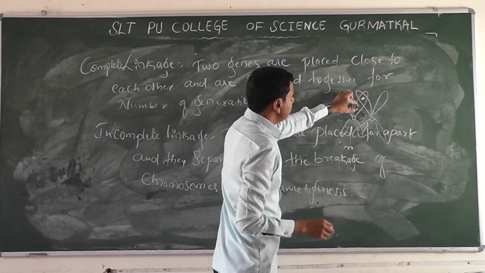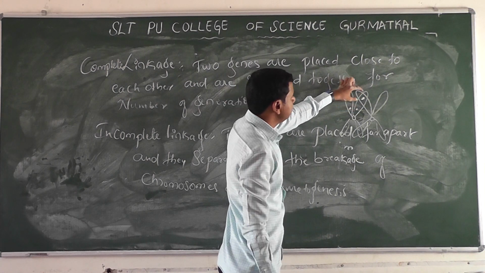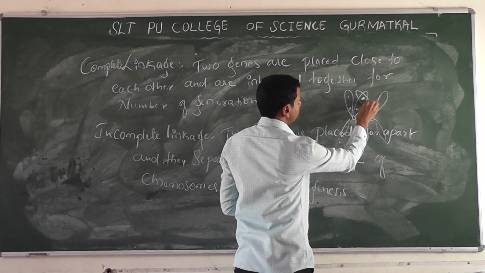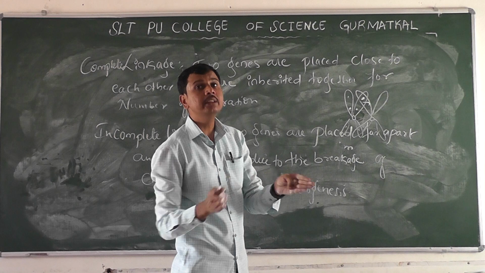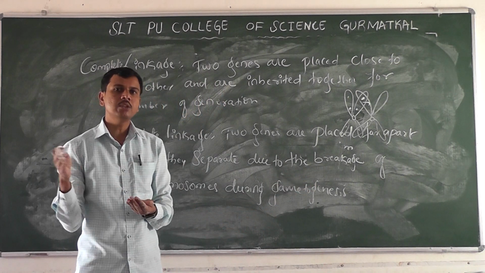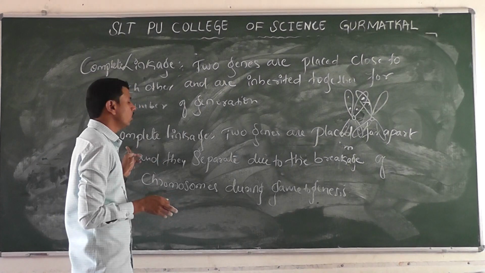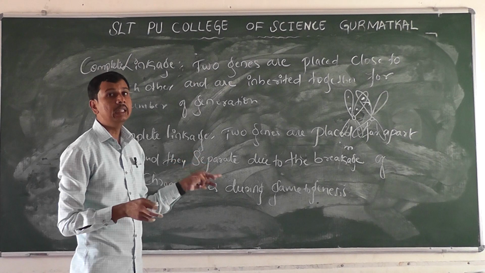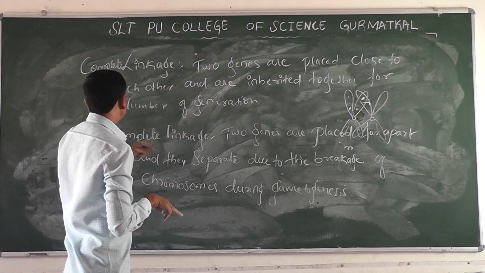The genes are away from one another, so easily this gene will transfer to the other chromosome. They get separated from one another, so there is less chance that they will transfer together from one generation to another generation. So this is what we call an incomplete linkage. That is the difference between the complete and the incomplete linkage.